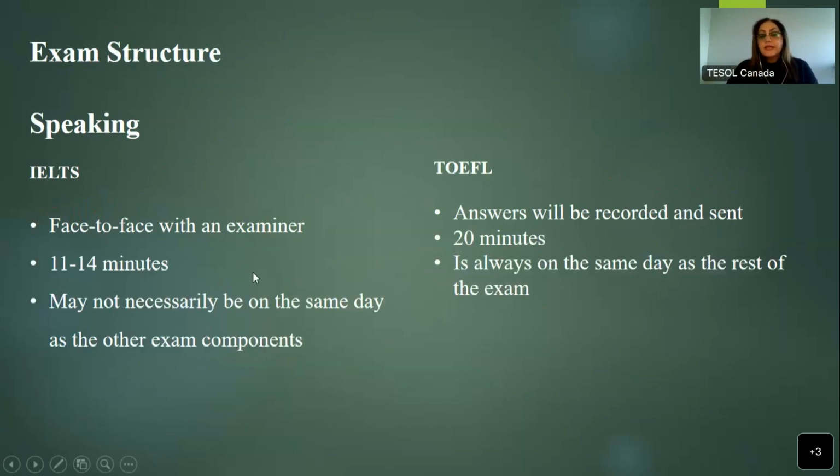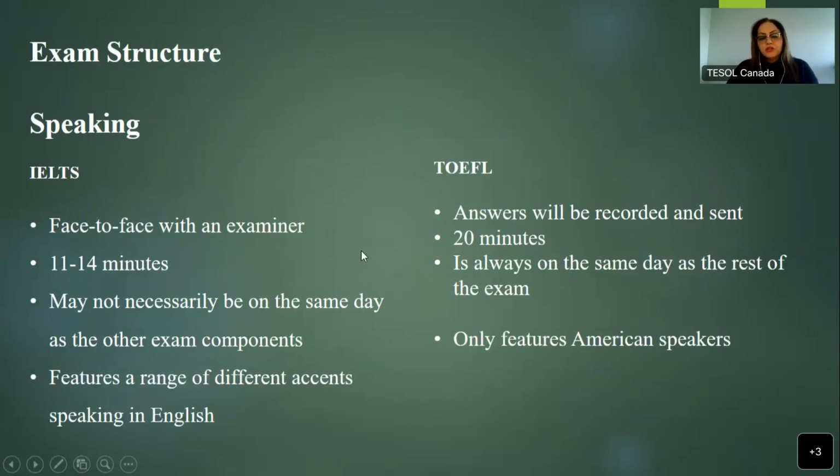The speaking session in TOEFL is always on the same day as the rest of the exam. I said IELTS is mostly on different days, but in TOEFL it's the same day, like CELPIP. In IELTS you can hear different accents, depending on the examiner. Sometimes the examiner has a Turkish, Persian, Indian, Australian, Canadian or American accent. But in the TOEFL, since you hear recordings, it's always an American accent.